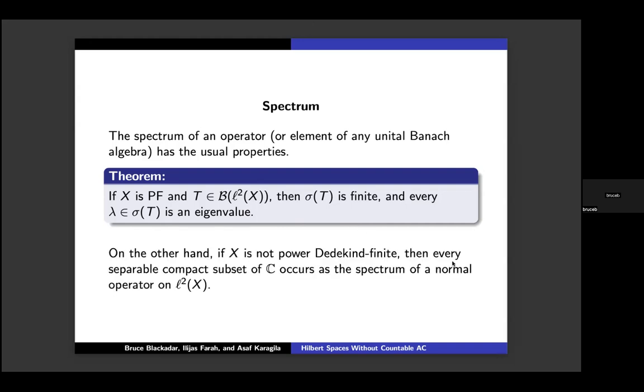On the other hand, if X is not power Dedekind finite, then every separable compact subset of C occurs as the spectrum of a normal operator on L2 of X. And I should mention that if you don't have countable choice, you can't prove that compact subsets of the plane are separable. They're second countable, but we don't know that they're separable. But there are a lot of separable compact subsets of the plane, the closure of any bounded sequence, for example.